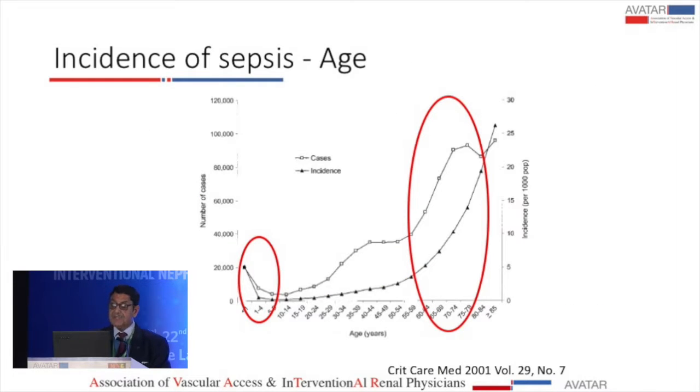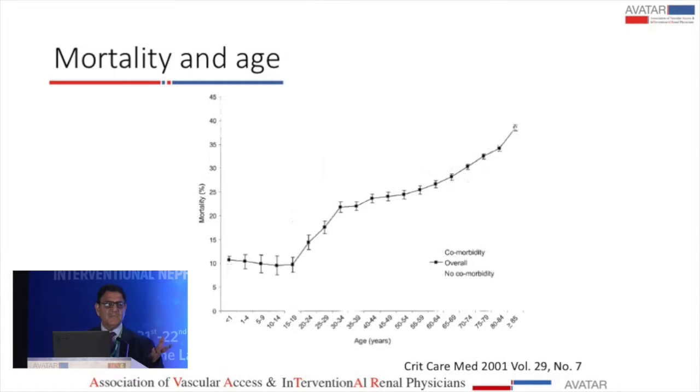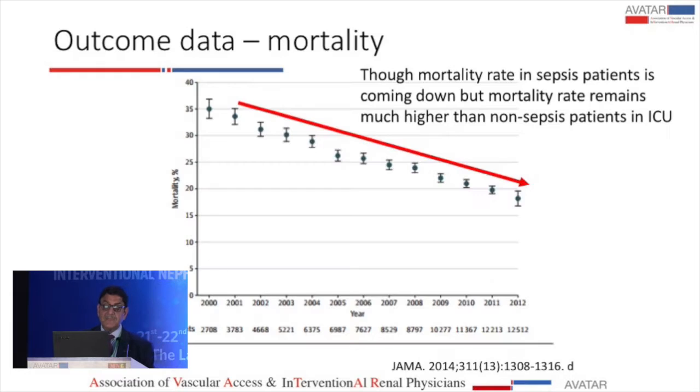Now, if you see which age is susceptible, the neonates, less than 1 neonatal, 28 days and below, and the old age, they are the susceptible population. And if you look at the mortality, as the age increases, as the comorbid conditions increase, the mortality keeps increasing. It is heartening to know that the mortality rate in sepsis is gradually coming down because of early diagnosis, antibiotics, early recognition, and the therapies available, but it still remains much higher than the non-sepsis patient in ICU.